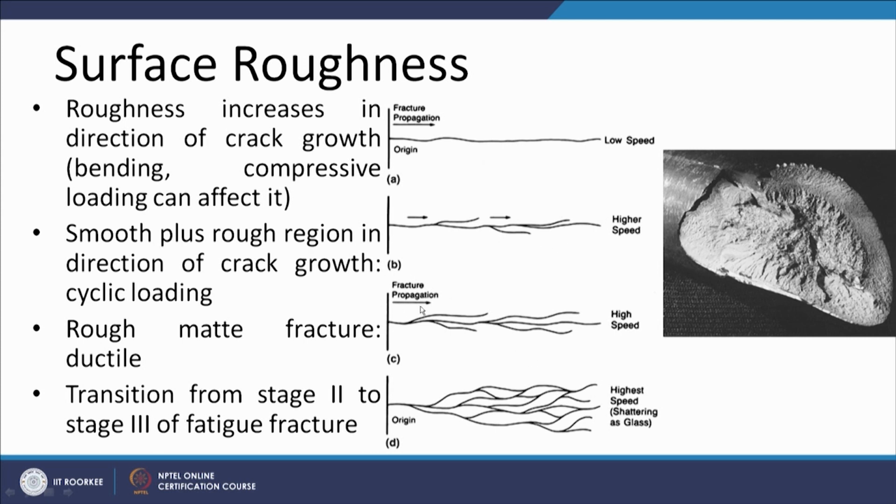When the fracture propagates at a higher speed, then we will see a somewhat rougher surface, and when the fracture propagates from the initiation site at a still higher speed, then we see the fracture is further rougher. When the fracture occurs at a very high speed, like the shattering of glass, then with the growth of the fracture the roughness will keep on increasing on the fracture surface.